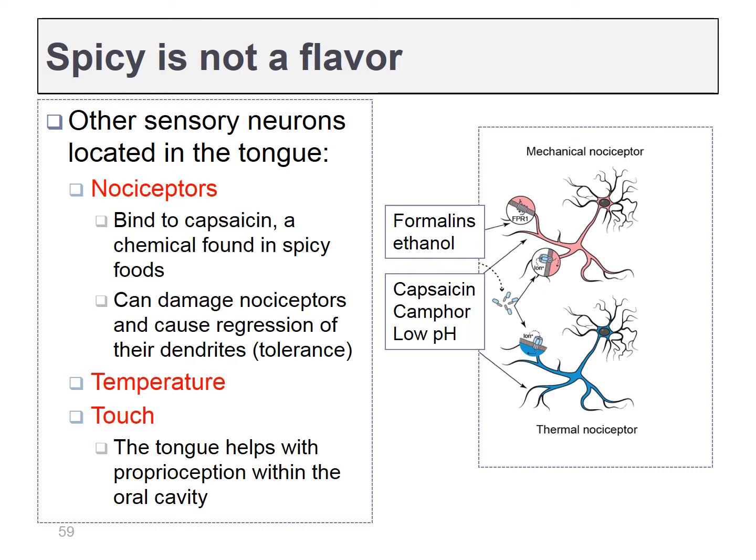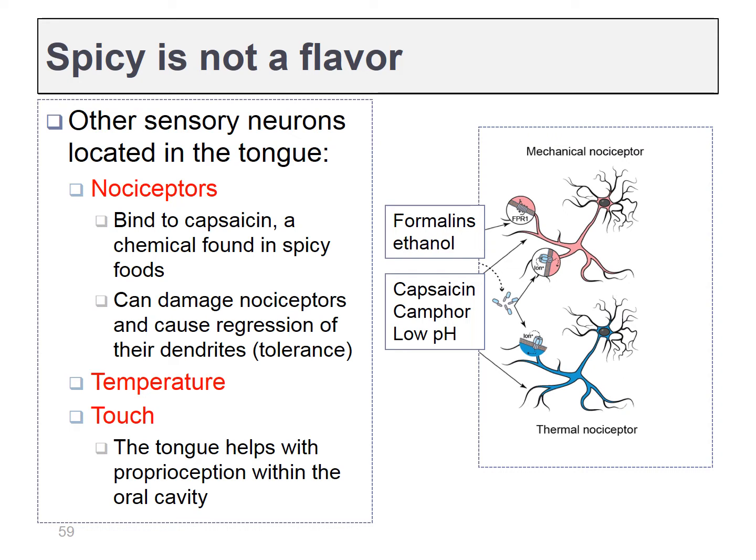These chemicals can do damage to cells, so it's important for us to be able to detect them. A small amount of them can actually be tasty, but too much can cause an adverse reaction. We need to avoid too much capsaicin. In fact, capsaicin can cause damage to the dendrites of these nociceptors, causing them to regress. And with fewer dendrites, these nociceptors are less sensitive. And if you're less sensitive to capsaicin, that means you have a high tolerance for spicy food.